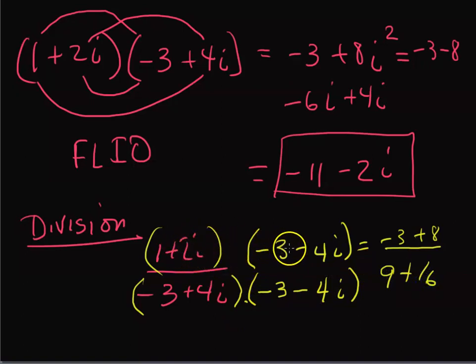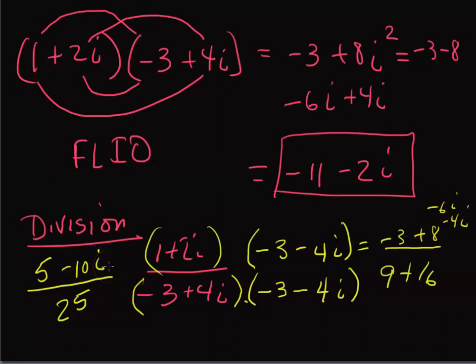So this is negative 6i, and this is a negative 4i. But this one is a negative 12i and a positive 12i. They cancel. So the denominator is just 25. The numerator is negative 3 and 8 is positive 5. And the negative 6, negative 4 is a negative 10i.